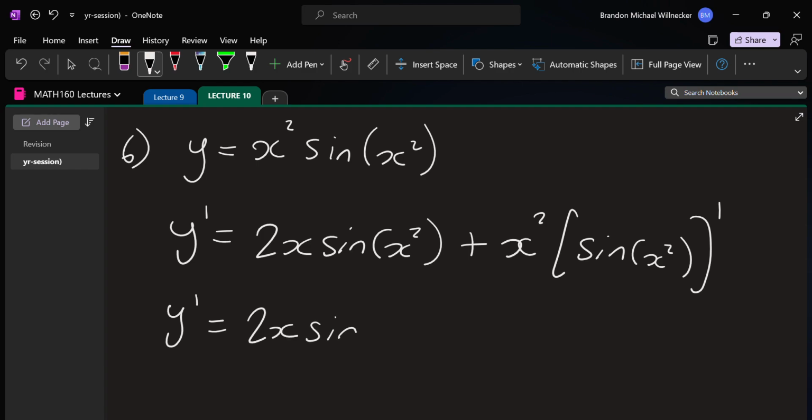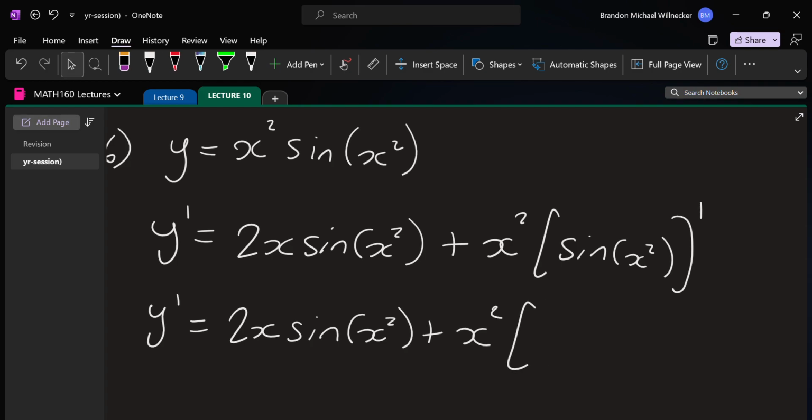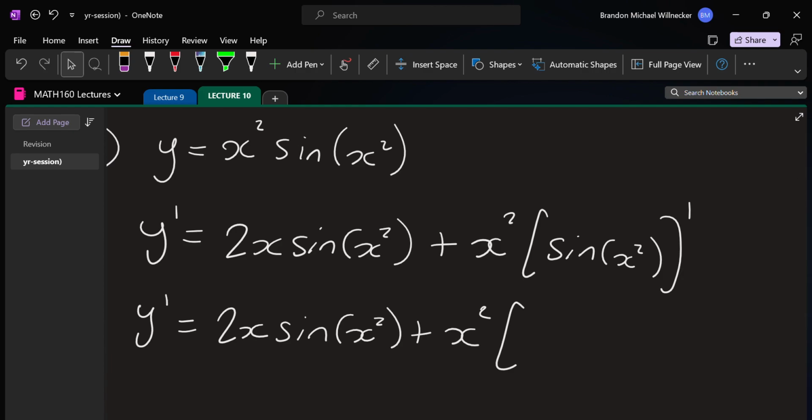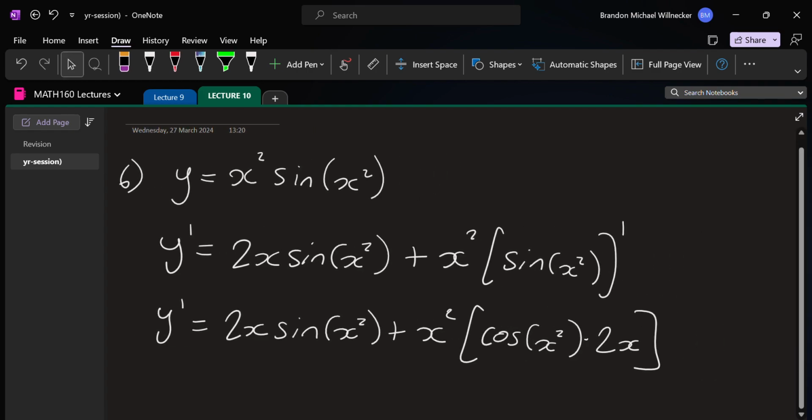So y prime, that's going to be 2x sine of x squared plus the x squared from there. Now we need to use the chain rule. Sine, that's the outside function. The derivative of sine is cos. So it's going to be cos of x squared times, chain rule, derivative of the inside function, that's the derivative of x squared, that's 2x. You can leave it like this, you can multiply it out, leaving it like this is perfectly fine.